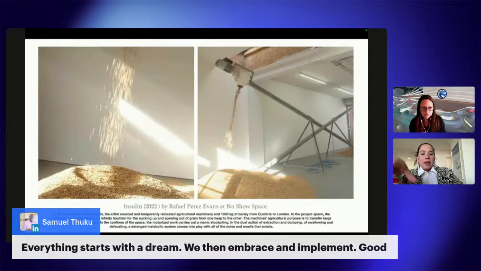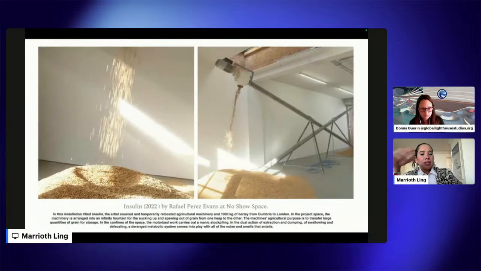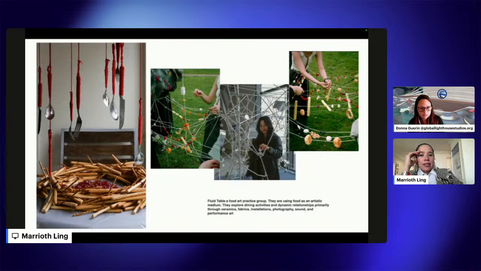Perez Evans has more deep work that I don't want to go into, but if you want to investigate about him, it is very interesting. I also found this other example called Fluid Table. I think they are in Shanghai, and they are a food art practice group. They are using food as an artistic medium, and they explore dining activities and dynamic relationships, primarily through ceramic fabrics, installations, photography, sound, and performance art.